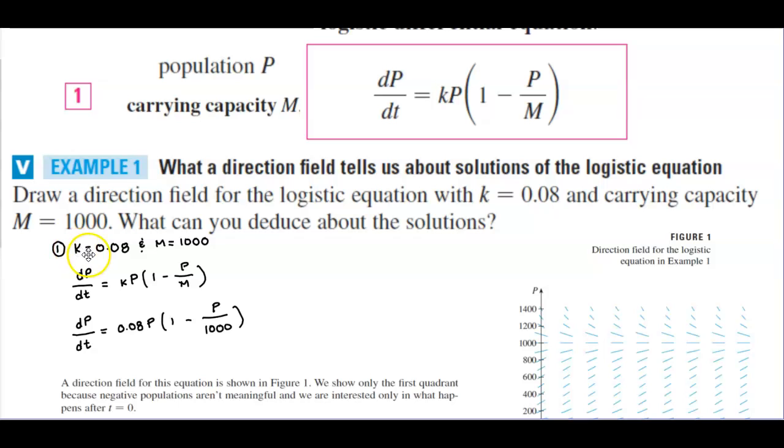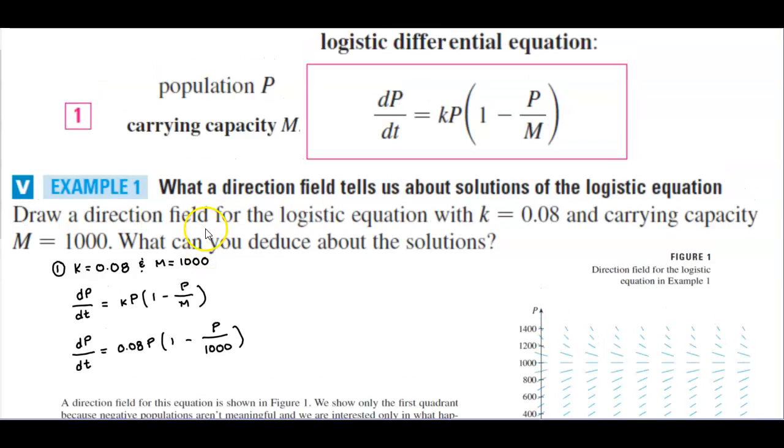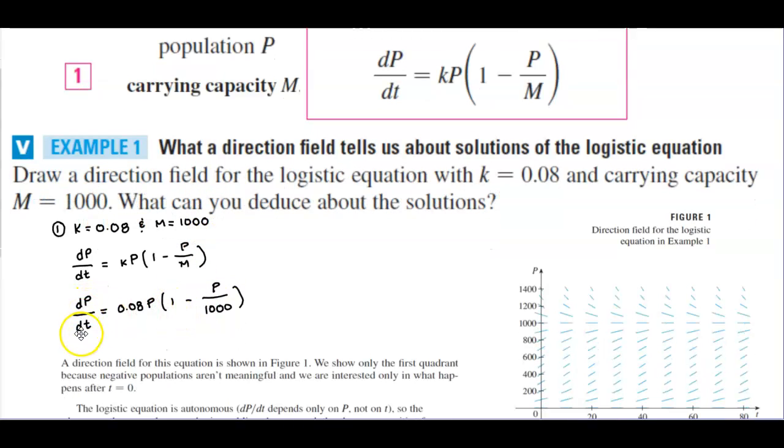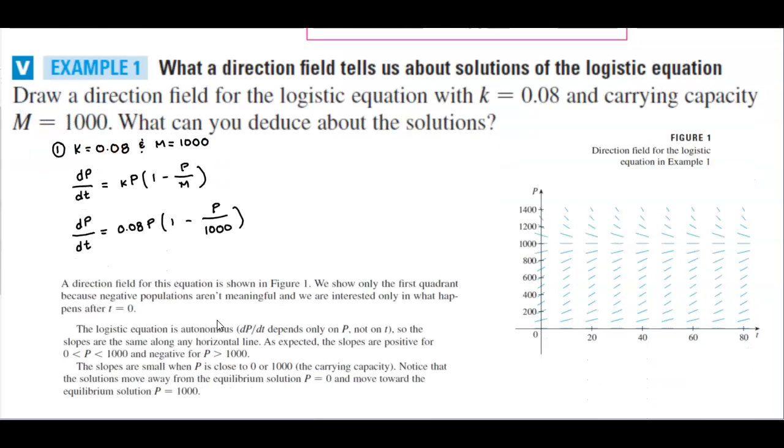So if we take a look at step 1, we know that K is equal to 0.08. We know that the carrying capacity is 1000. If we plug that information into our logistic differential equation, we would get dP over dt, which is equal to 0.08 P times 1 minus P over 1000. Now, if you look over to the right, a direction field for this equation is shown.